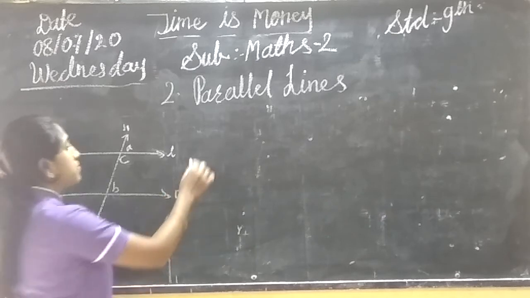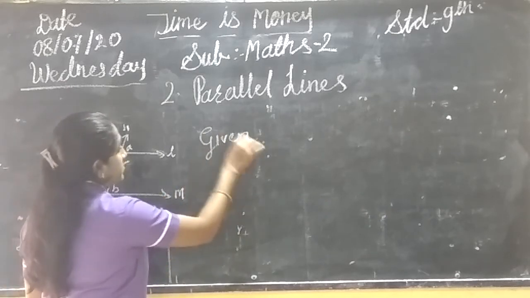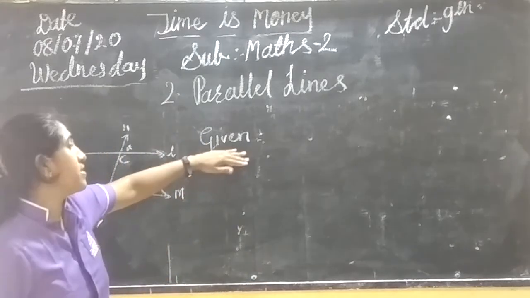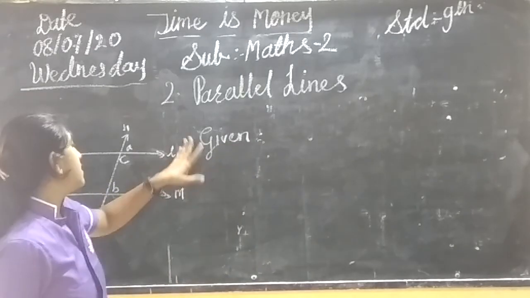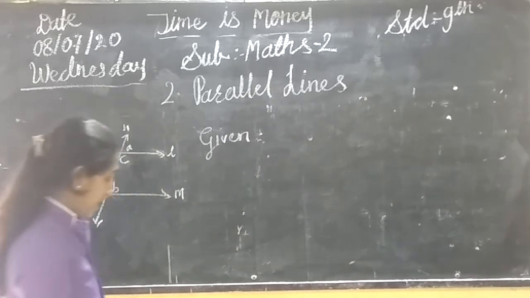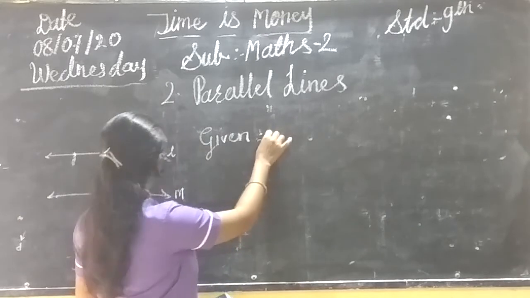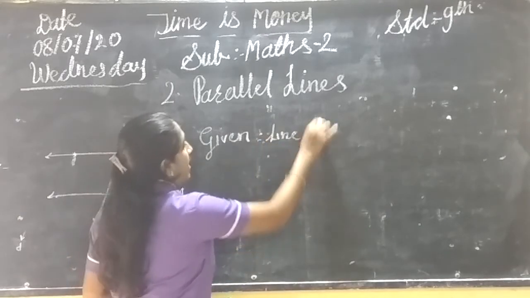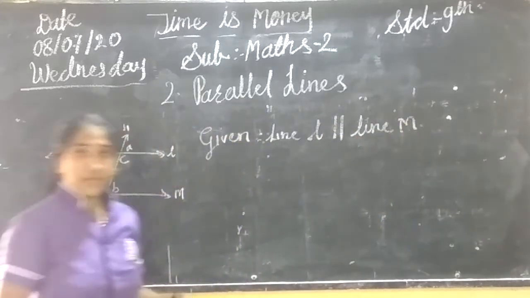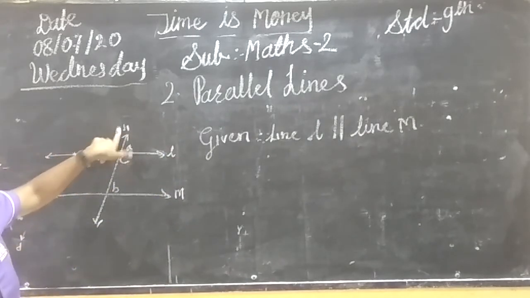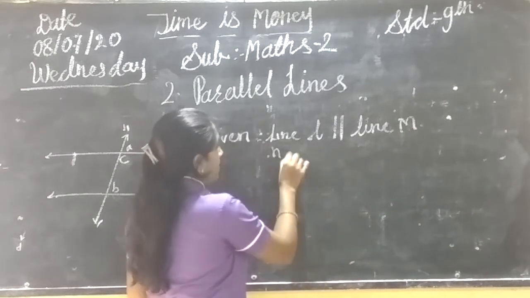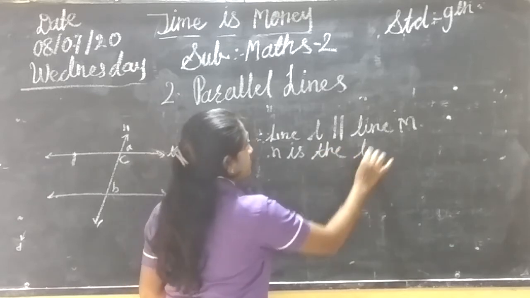Then first, what do we have to do? We always start with our given. Whenever we are going to start a theorem, we have to first write the given. What is the given? Line L is parallel to line M and intersected by a transversal line N. See what we write: line L parallel to line M, intersected by N. And what you can see from here is that N is the transversal line. That also we have to mention here: N is the transversal line.